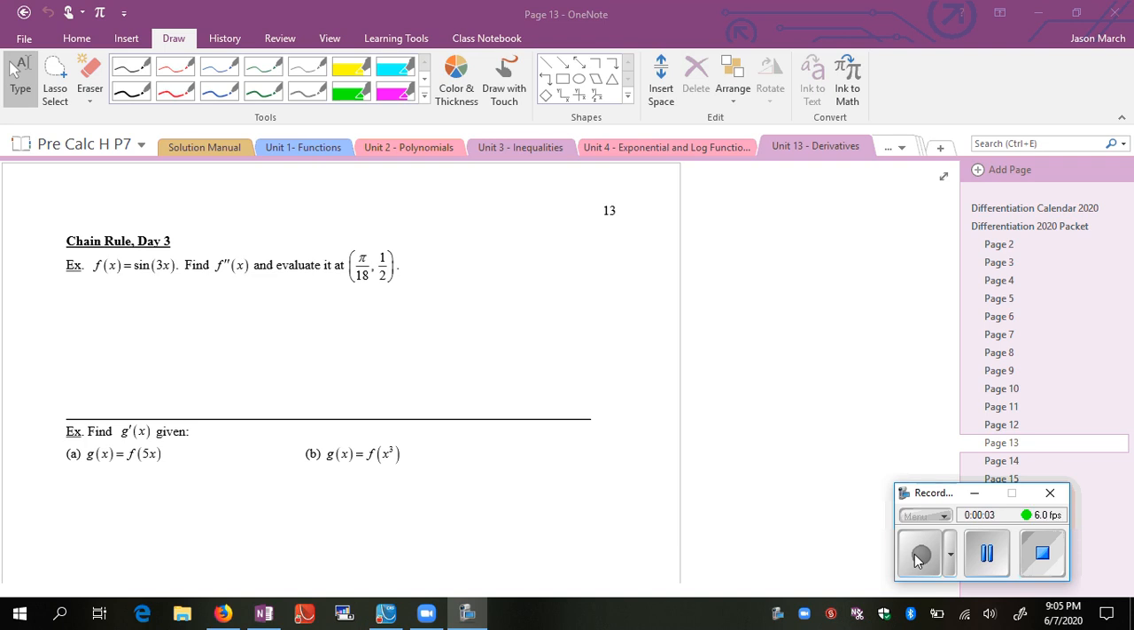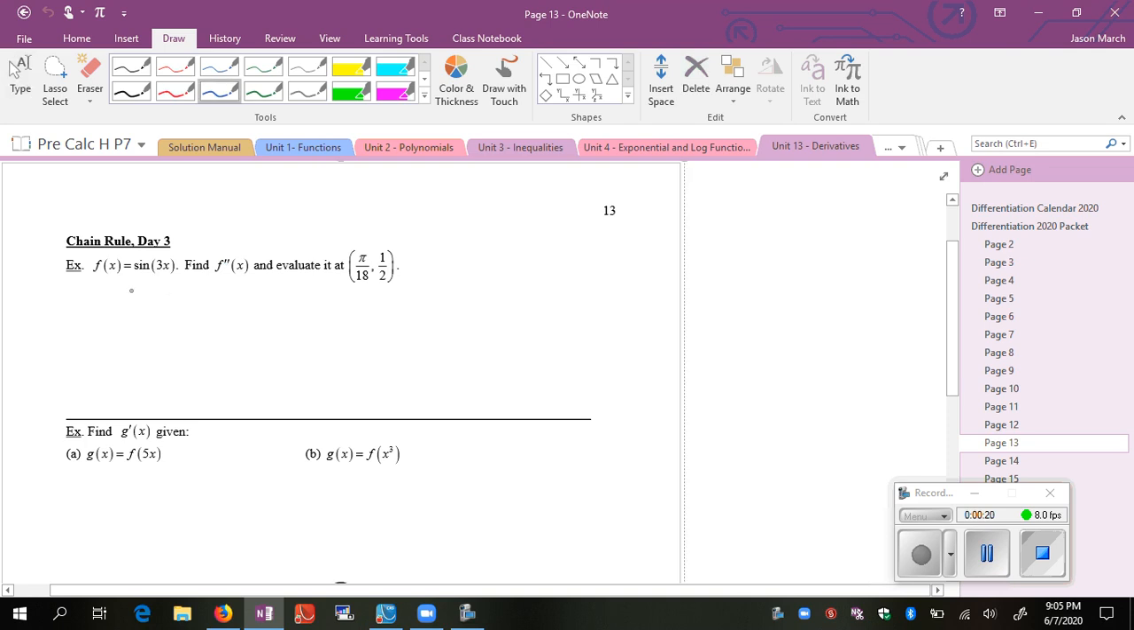Okay, this might be the last video, at least the last one on the chain rule. So let's just go right into some examples here. First question is to find f double prime of x and evaluate it. Again, that notation means find the derivative twice, or find the second derivative.